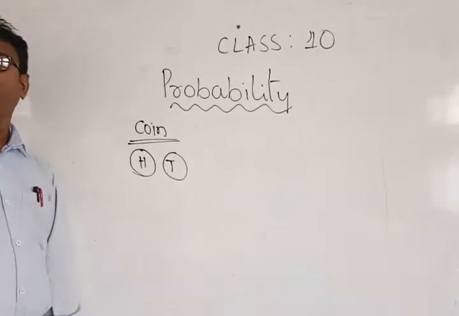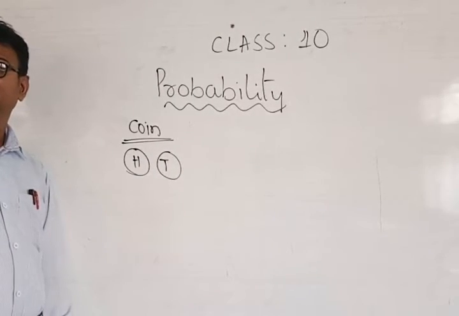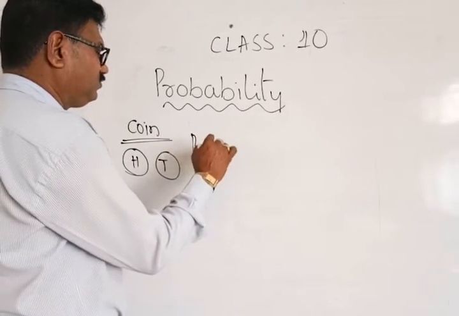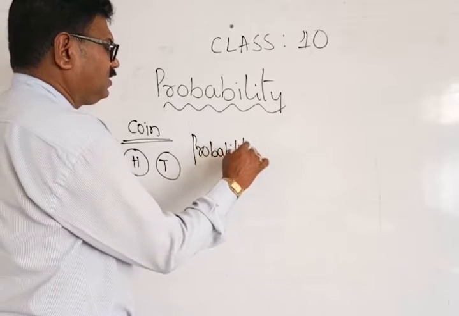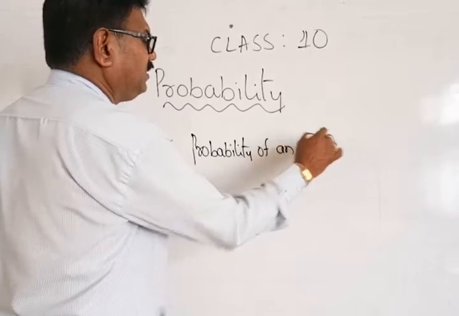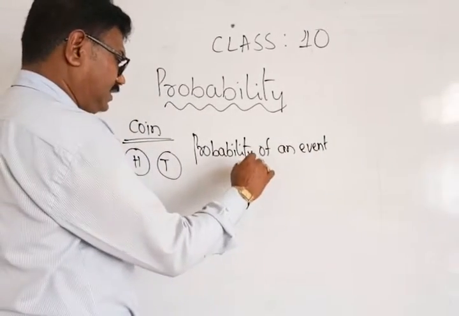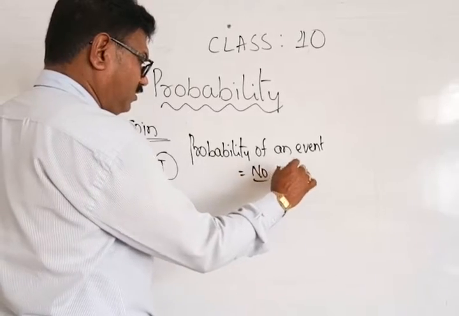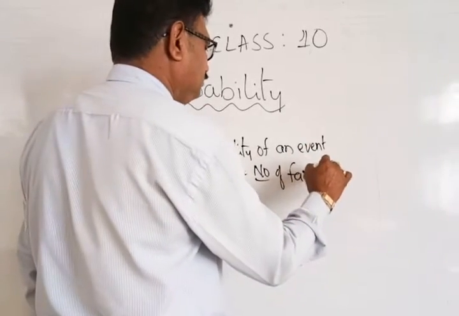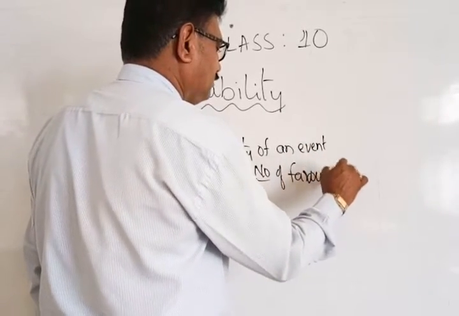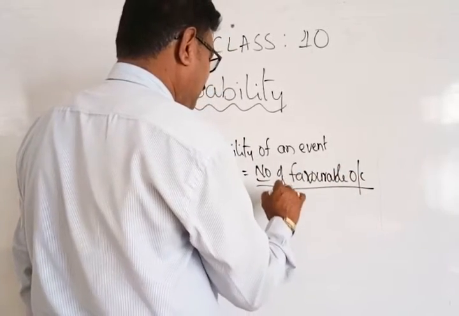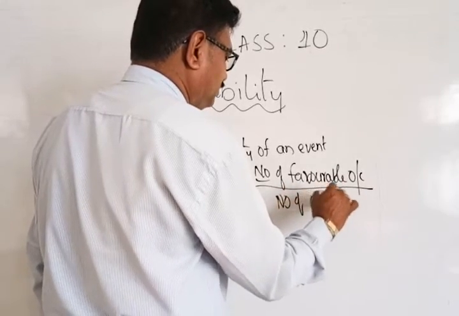So how to find out the probability of this coin? Very, very simple. Probability of an event is equal to number of favorable outcomes divided by number of outcomes.